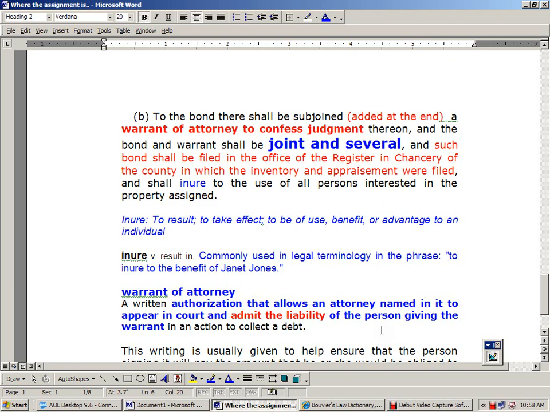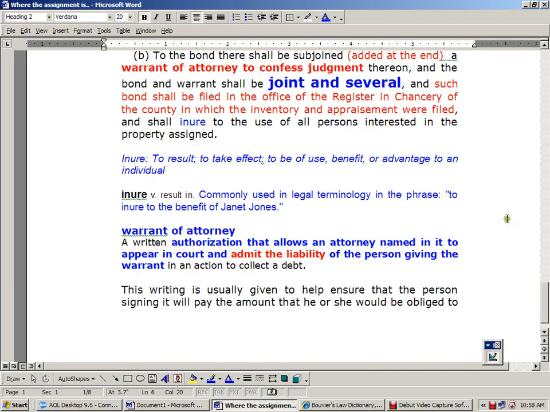This is simply law. If somebody is going to bring a claim against you and your property, they have to put up a surety in case they can't prosecute their claim because they brought in an innocent man and charged him. Well, then the plaintiff pays. It's kind of the way law is supposed to work. Commonly used in legal terminology, the phrase "to inure the benefits of Janet Jones."